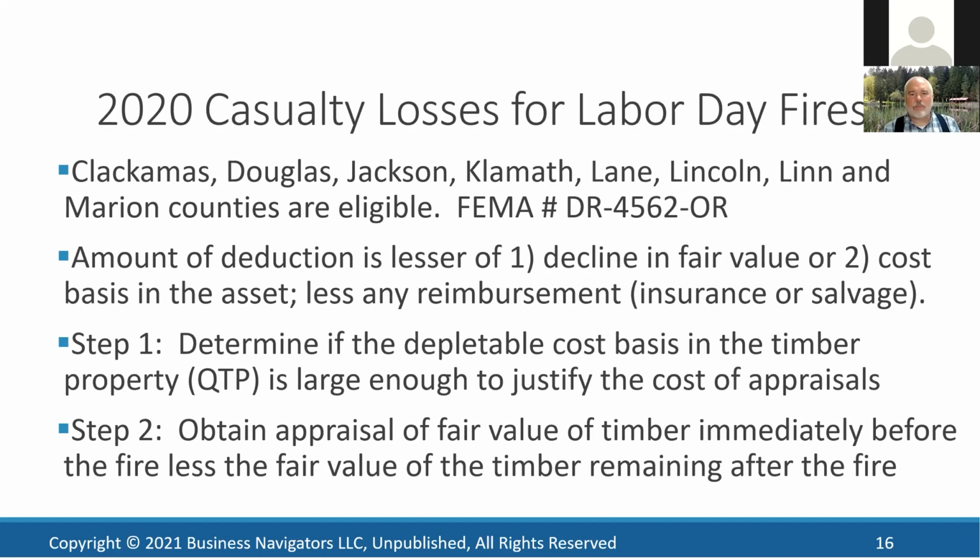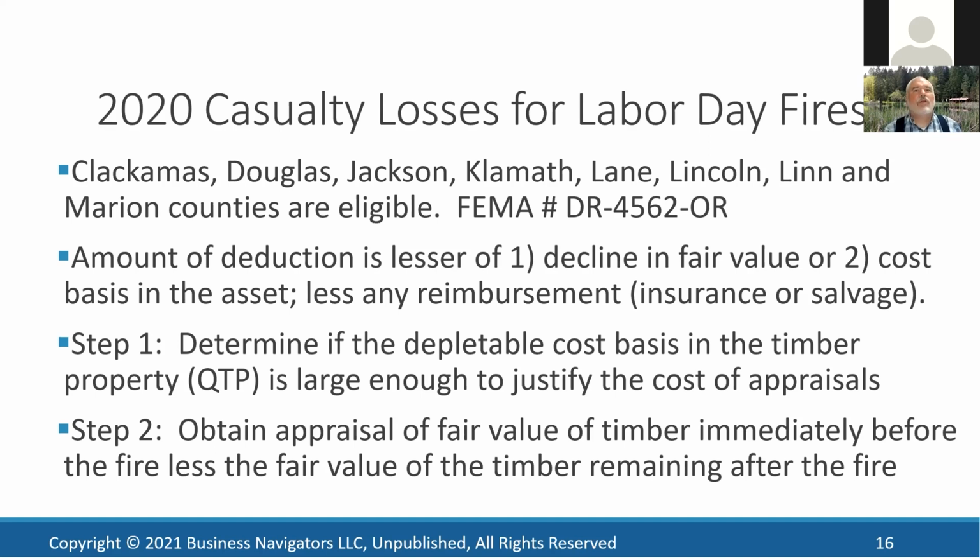I've got the number up there. When you fill it out, you have to include the FEMA number. It's DR-4562-OR. That is the federally declared disaster number, and that number has to show up on the form when you claim the disaster loss. So what is the disaster loss?